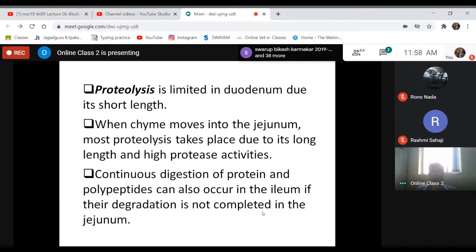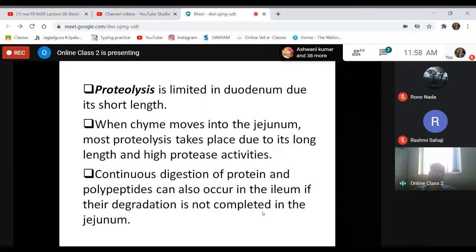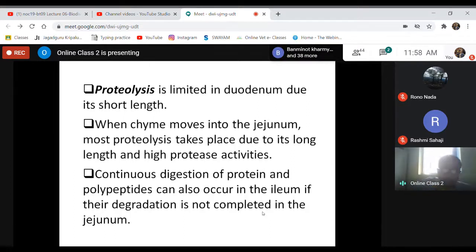When chyme moves into the jejunum, most proteolysis takes place due to its long length and high protease activity. So most of the digestion will occur in the jejunum. Continuous digestion of proteins and peptides can also occur in the ileum if their degradation is not completed in the jejunum. So throughout the small intestine there will be digestion of dietary protein, but proteolysis will be more in the jejunum as compared to the others.